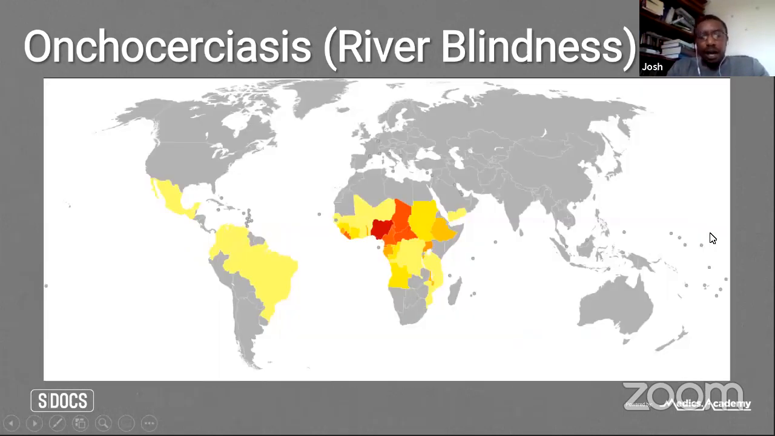In this image, it's just showing areas where onchocerciasis is still endemic. The more red the country, the higher the prevalence of onchocerciasis. You can see that it's affecting sub-Saharan Africa, in particular Nigeria, also affecting some of the northern countries in South America. It's affecting Mexico as well. It's affecting Yemen. So quite widespread, and of course not something that we're seeing in the UK, however.